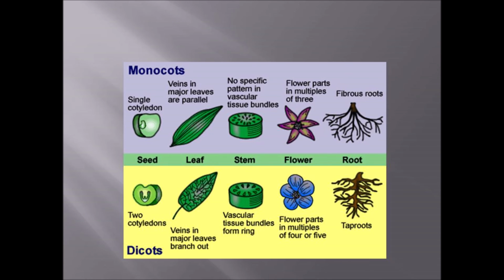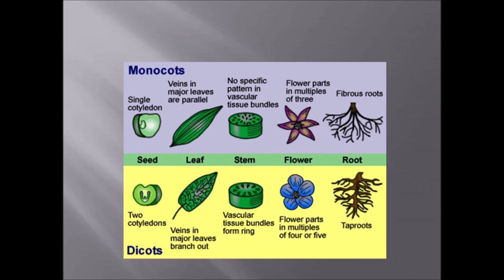And next, if you see the stem, in monocots there is no specific pattern in the vascular bundle tissue. Inside the vascular bundles, the arrangement of xylem and phloem is not specific, but in dicots it is arranged in a ring shape. So next is flowers. Flowers in multiples of 3 in monocots, and flower parts in multiples of 4 or 5 in dicots. And next is roots: fibrous roots in monocots, and in dicots it is tap roots.